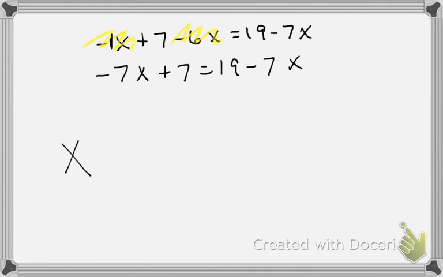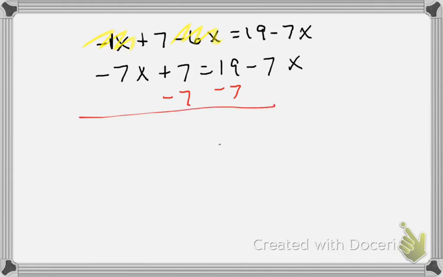Now we're going to get the variables on one side. So we're going to get x on one side of the equal sign and we're going to get the numbers on the other side. And that's what our goal is here. And it doesn't matter. I can put the x's over here if I want to and the numbers over here. It's just a process that we follow. I like moving my numbers over first, so I'm going to take negative 7 and I'm going to subtract it to both sides.